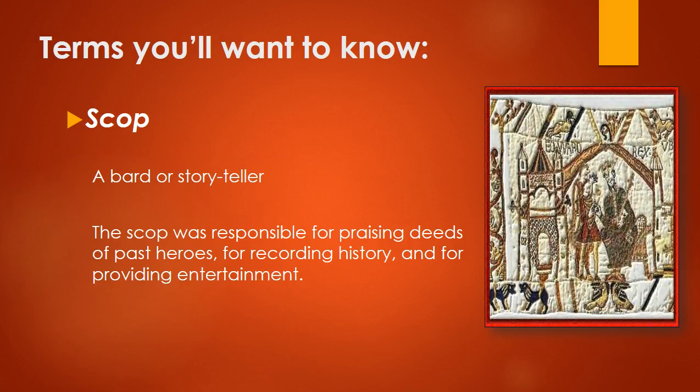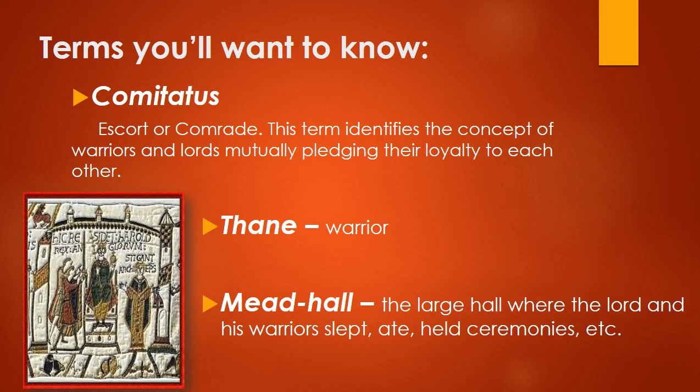There are some unfamiliar words you will want to know as you read. A scop is a bard or storyteller, like the ones that probably told the story of Beowulf as they traveled from place to place. Comitatus was an escort or comrade, explaining how warriors and lords pledged their loyalty to each other. Thane was another word for warrior. That term was still used in the time of Shakespeare.